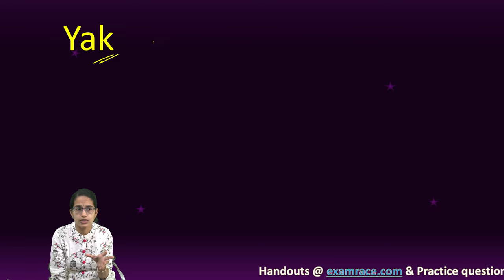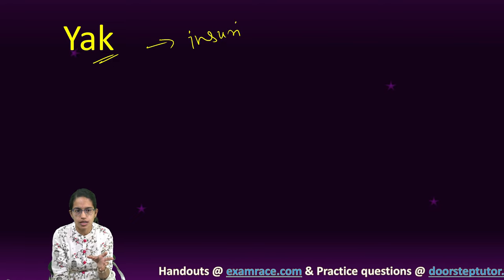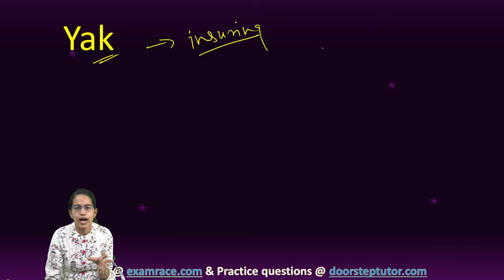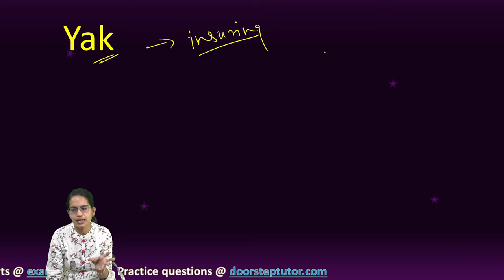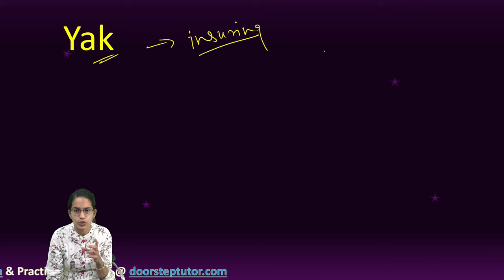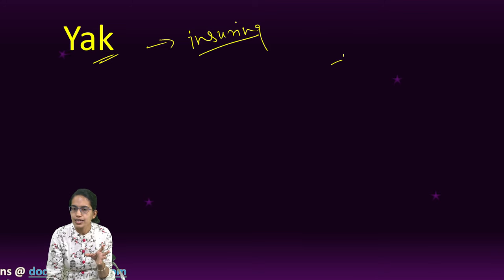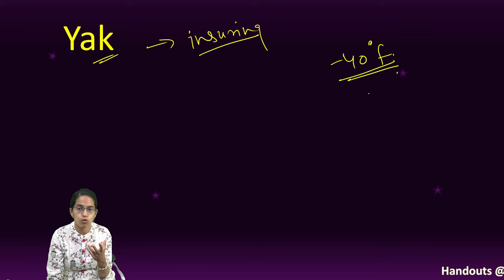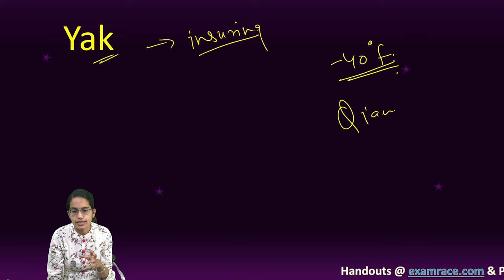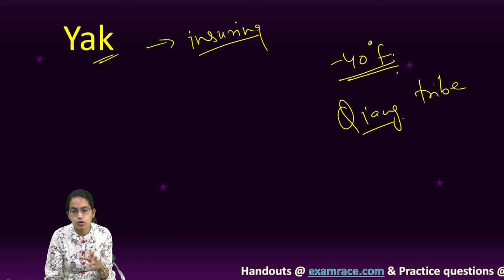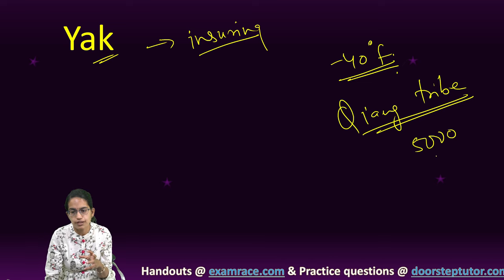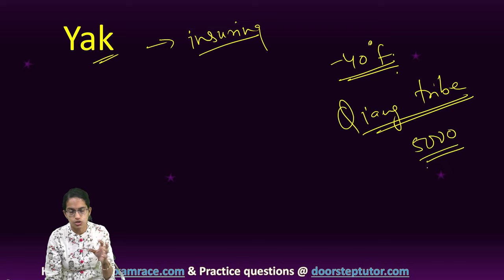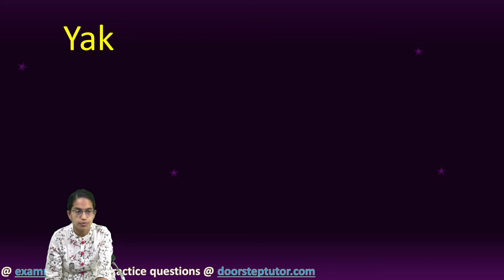The next is yak. The National Research Center for Yak in Arunachal Pradesh is now talking about conserving the yaks. Why? It is native to the region of Tibet and China and is also found in the regions of Mongolia, Nepal and Central Asia. Now it can live in a temperature of minus 40 degrees Celsius. It is also used as a draught animal, also used for milk. The Brokpa tribe is a unique tribe that has been domesticating this yak for the last 5,000 years. So conservation of yak becomes important.